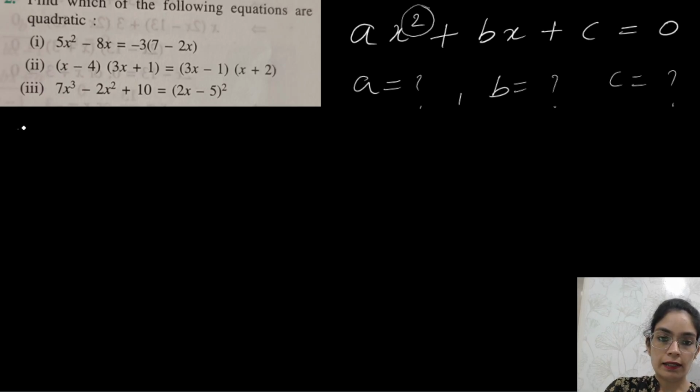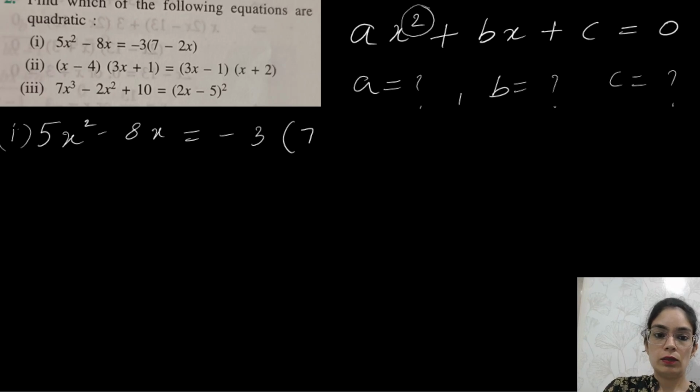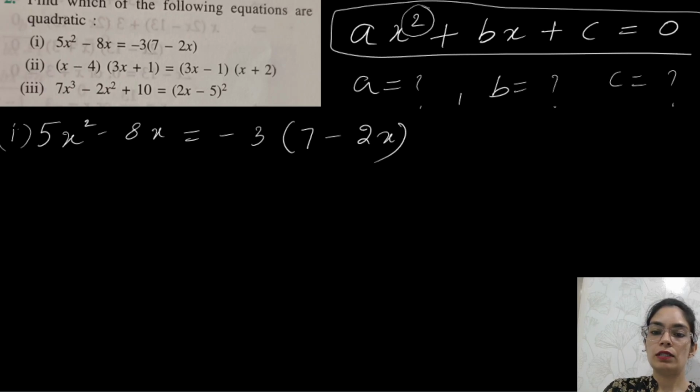So the first one I'll write here. The first part is 5x square minus 8x is equals to negative 3 into 7 minus 2x. Now this is not in the simplified form, because the standard form says the right hand side should be equals to 0. But here we have some expressions in the right hand side. So first of all, let's simplify it. This side is already in simplified form. So this we have to simplify.